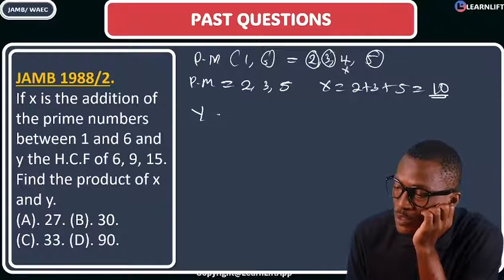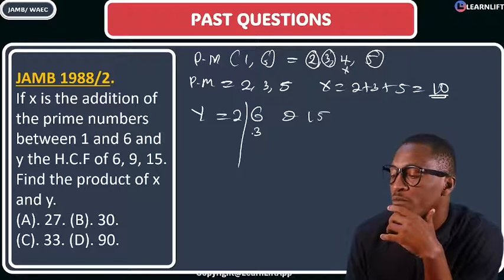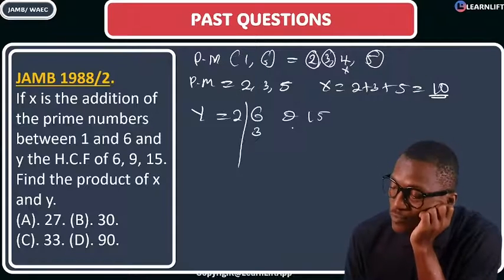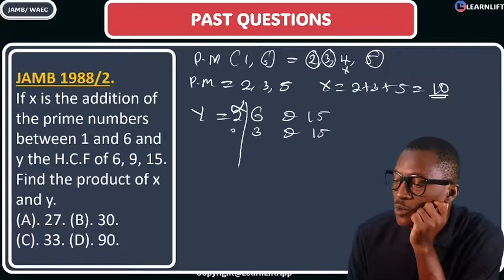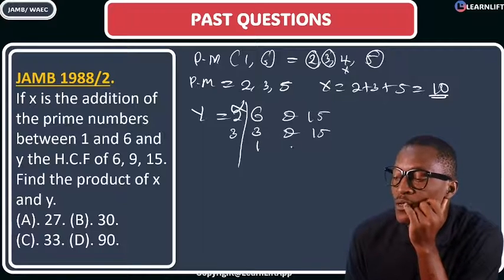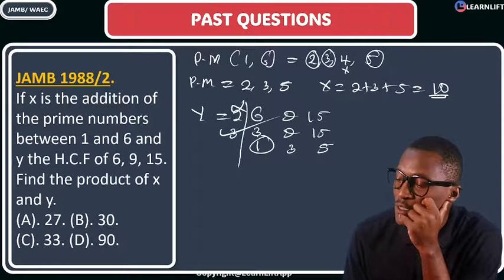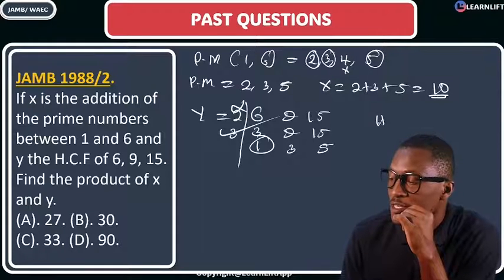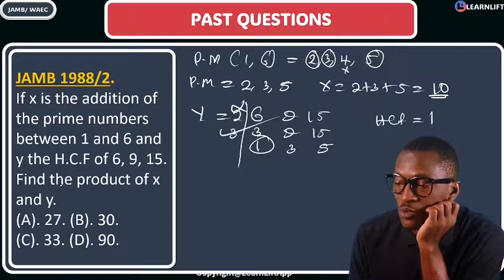HCF, y, will be equal to the HCF of 6, 9, and 15. So what can go? 2 can go here, 2 will give 3. 2 cannot go into 9, 2 cannot go into 15. So this is wrong. So 3 can go. 3 here will give 2, 3 here will give 3, 3 here will give 5. So 3 can go, but 1 has appeared, so we'll stop. What's the HCF? HCF is equal to 3. And that's y. So the question is, what's the product of x and y?